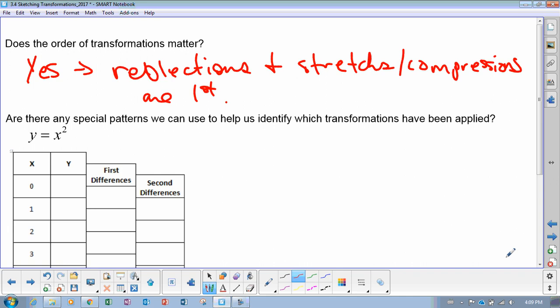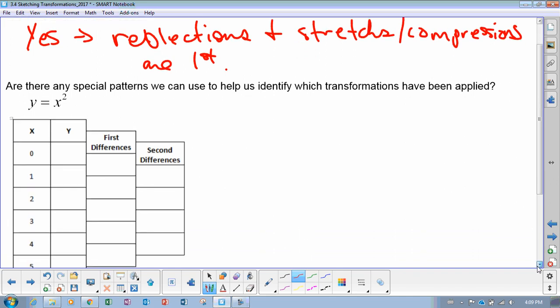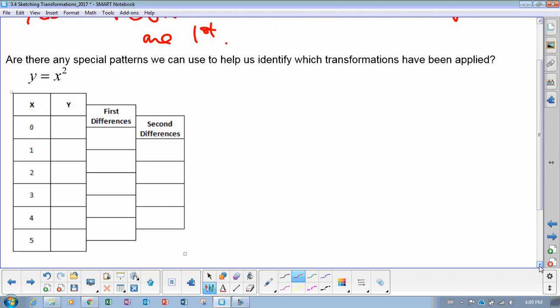Now, this is just an aside, a pattern that you'll notice that can help us figure some stuff out. It's not always useful, but you're better having more knowledge than less. So if x is equal to 0, y is 0. x is 1, y is 1. I'm using y equals x squared here. Then we have 4, 9, 16, 25. I'm going to look at my first differences. I have 1, 3, 5, 7, 9.